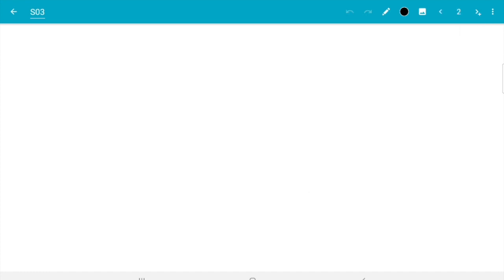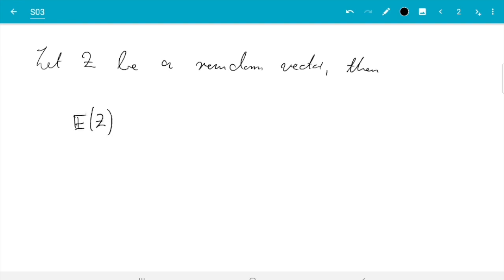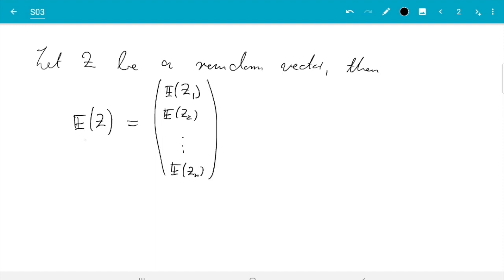Good, so first thing, if we let z be a random vector, then the question is, what is the expectation of a random vector? And that is rather straightforward, namely we know the expectation of a random variable, of a random number, and we use it here. Z1, for example, is a random number, and we just take the expectation of Z1 to be the first component of the expectation of Z, and then we do expectation of Z2, and so on up to expectation of Zn. So the expectation of a random vector is just the vector of the expectations.